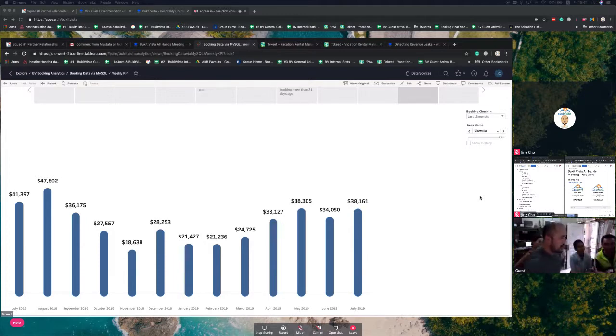So anyhow, what's not important is actually what these numbers are. What is important is the stack of the lines relative to each other. Okay? So it's the relative height of each bar. Now why is that important? If, for example, you add a new property in Uluwatu, you can use this as a reference point. If in general, month to month, you should see, let's say, 41, 47, 36, 27, 18, 28, 21, 21, 24, whatever, you should follow these proportions, right?